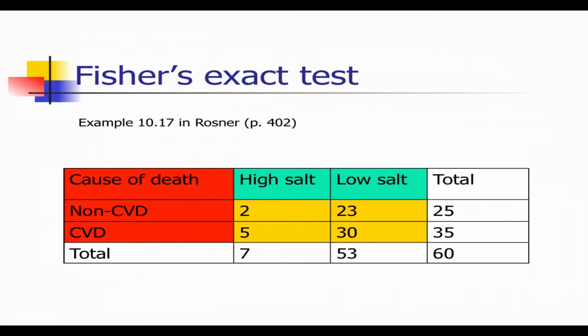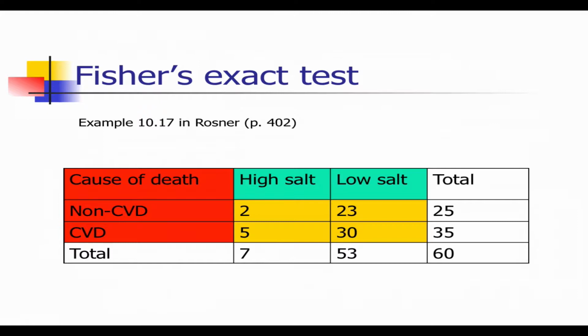So this is an example where the chi-square test probably doesn't work, and we have to use the alternative test, which is Fisher's exact test. Here we have two variables. The first variable is their diet style, whether it's low salt or high salt.